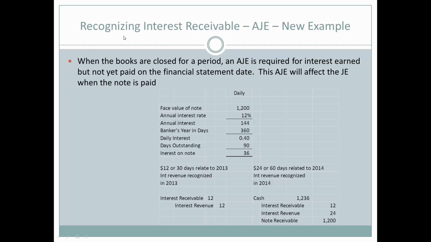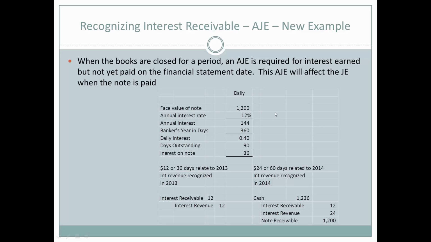Now, let's look at recognizing interest receivable and adjusting journal entry. This is a new example, and this is when a note straddles a financial statement date. So when the books are closed for a period, an adjusting journal entry will be required for interest earned but not yet paid as of the financial statement date. This adjusting journal entry will affect the journal entry that will be recorded when the note is subsequently paid.